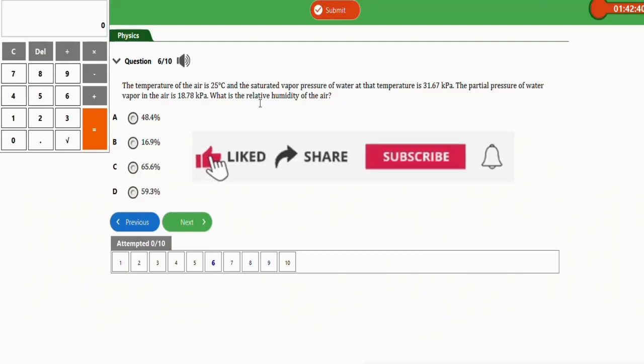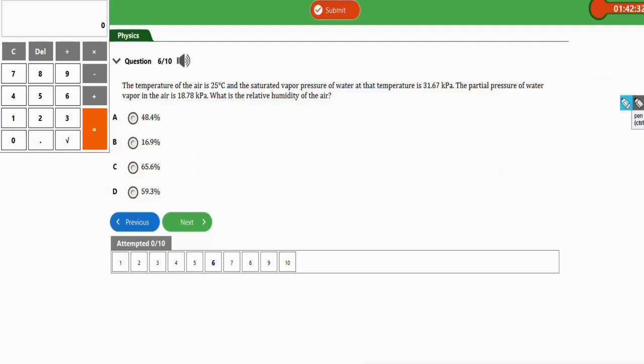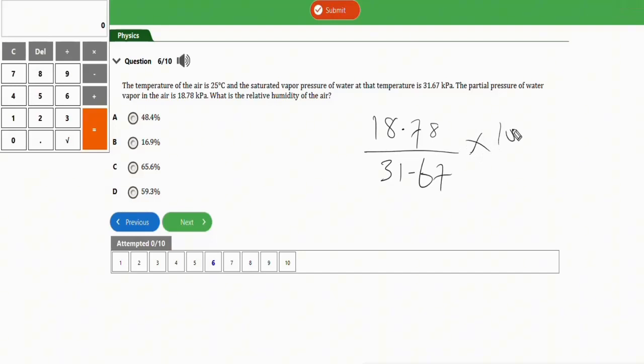We really appreciate this. Alright, so for this particular question, we are going to make use of the basic formula: saturated vapor pressure at dew point over that of room temperature times 100 over 1. So at dew point, we have it to be 18.78 over that of room temperature, which is 31.67, times 100 over 1.